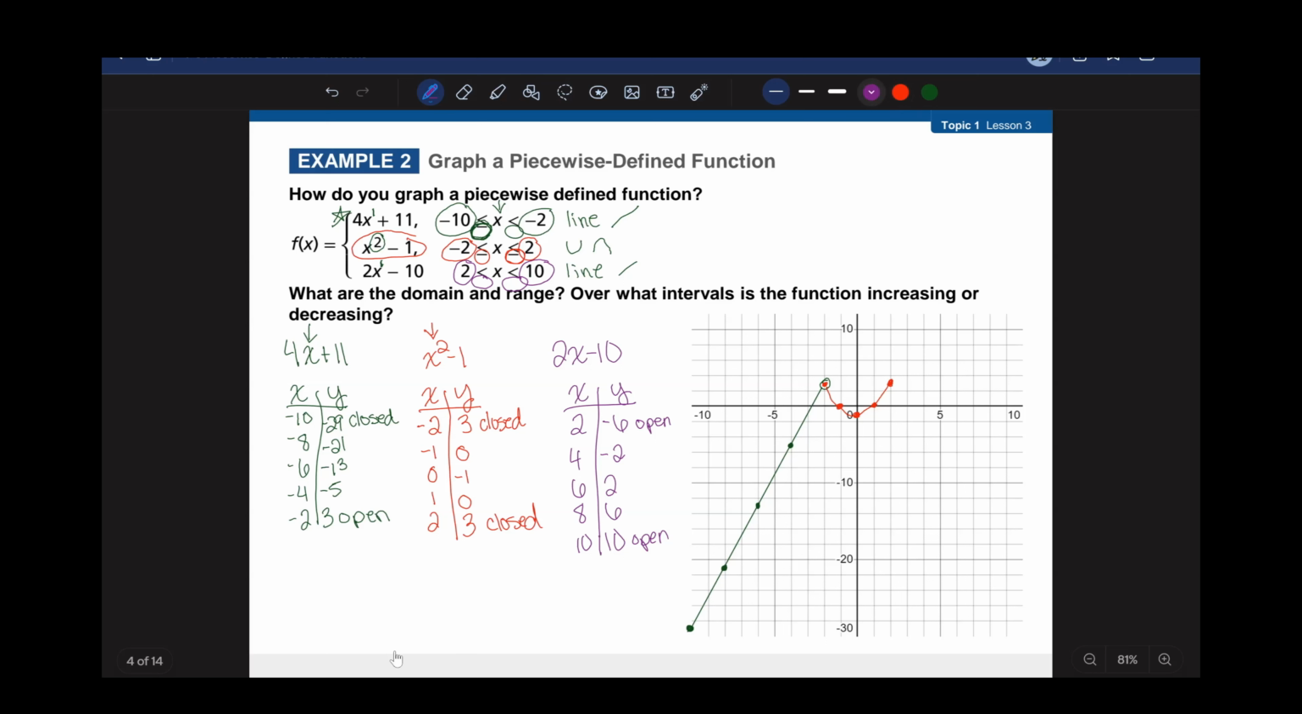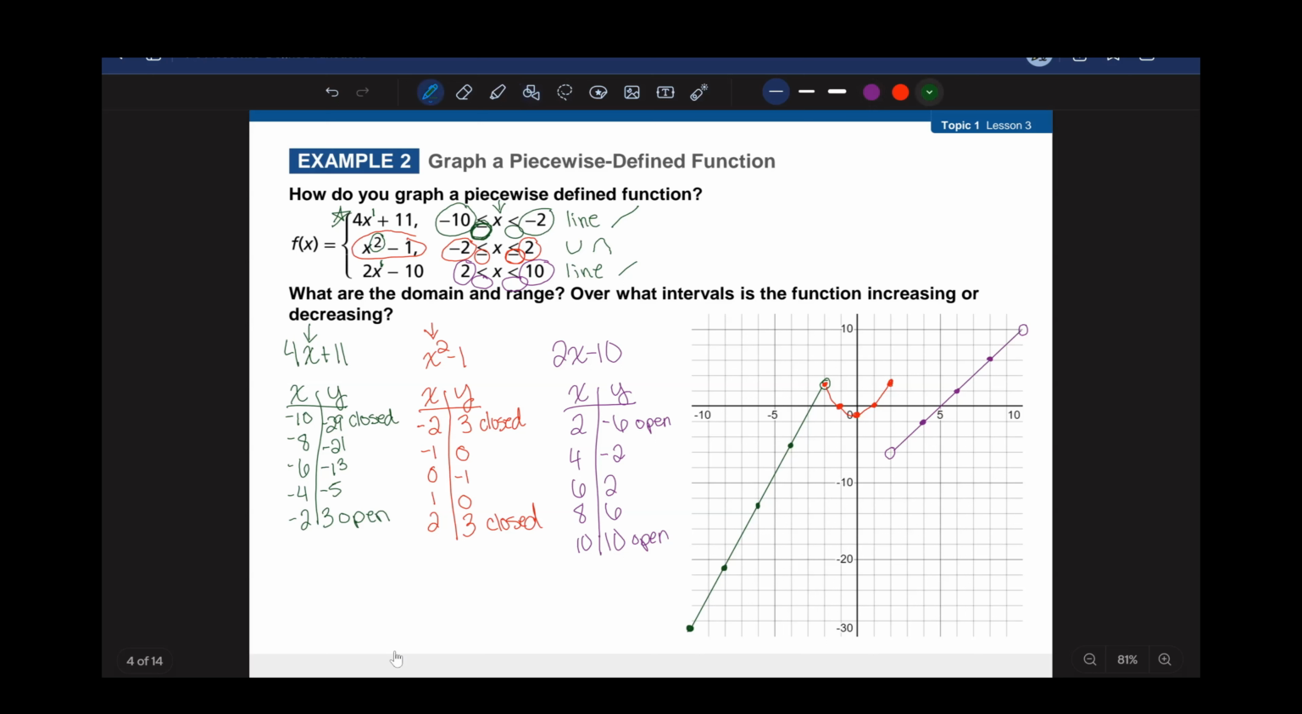And then we go to our third piece. We have an open circle at 2, -6. So open circle. And then we have points at 4, -2, 6, +2, 8, 6, and then an open circle at 10, 10. And then we're going to connect those. And we have that line. So there's our piecewise function.